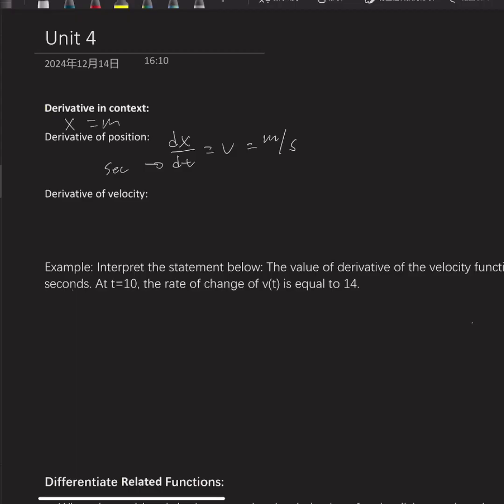And let's talk about the derivative of velocity. So we get the derivative of velocity with respect to time. That's equal to acceleration. The acceleration is just the rate of change of velocity. And the unit for acceleration is meter per second squared. We see that the unit for velocity is meter per second, and the unit for time is second, and meter per second divided by second is meter per second squared. That is the unit for acceleration.